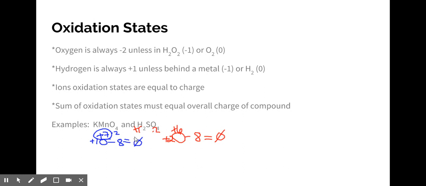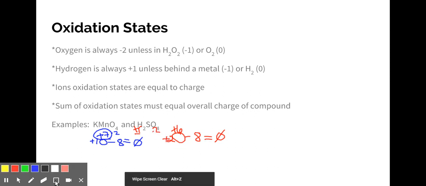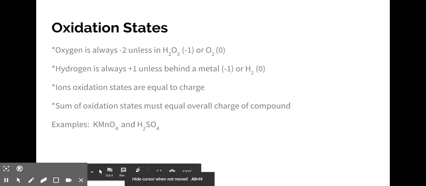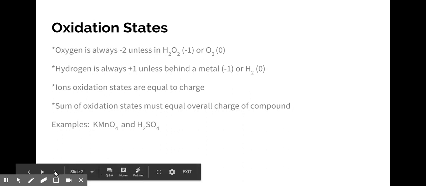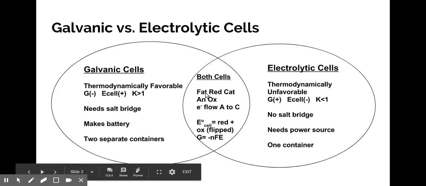So one hydrogen has an oxidation state of +1, one sulfur has an oxidation state of +6, and one oxygen has an oxidation state of -2. So this is how we find oxidation states, and it's very important for us to be able to work this as we are going through electrochem. So let me move to the next slide.